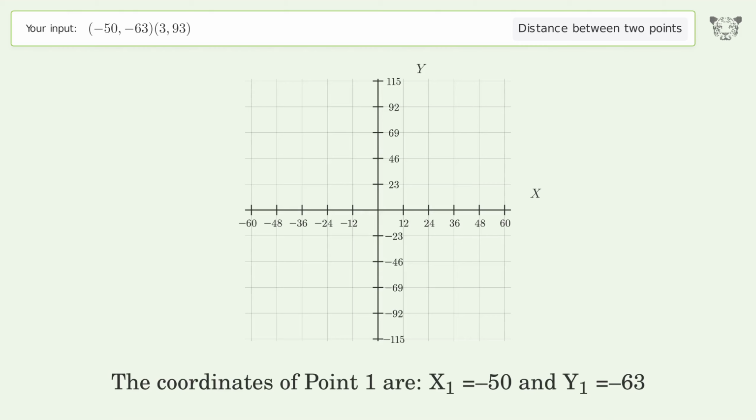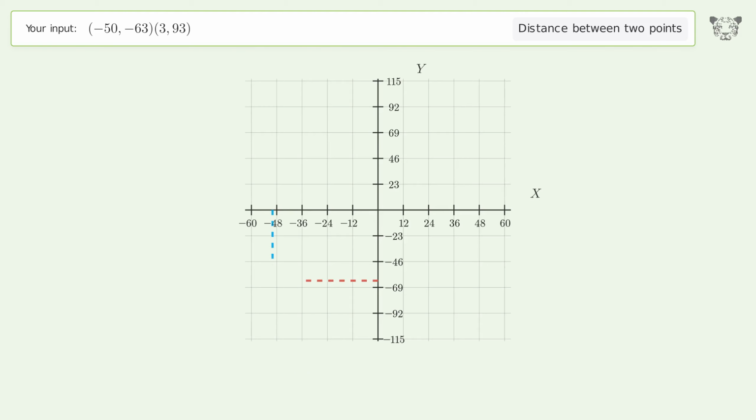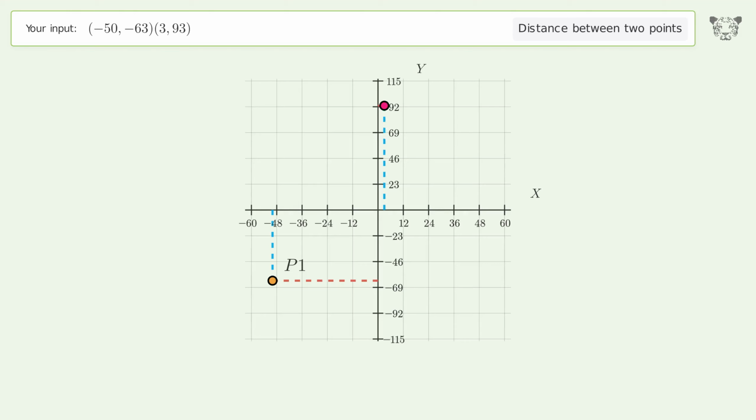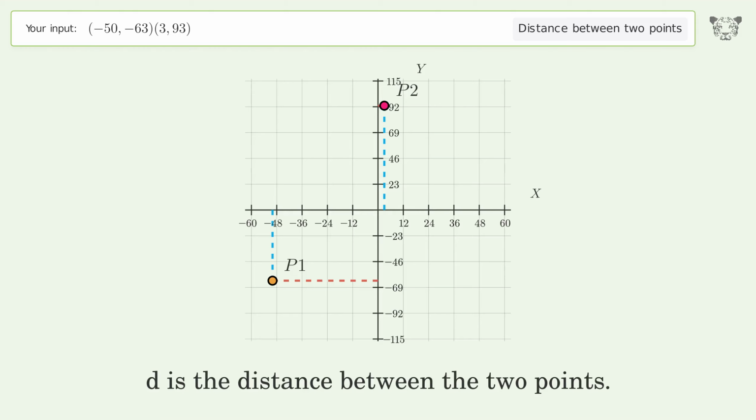The coordinates of point 1 are, x1 equals -50 and y1 equals -63. The coordinates of point 2 are, x2 equals 3 and y2 equals 93. D is the distance between the 2 points.